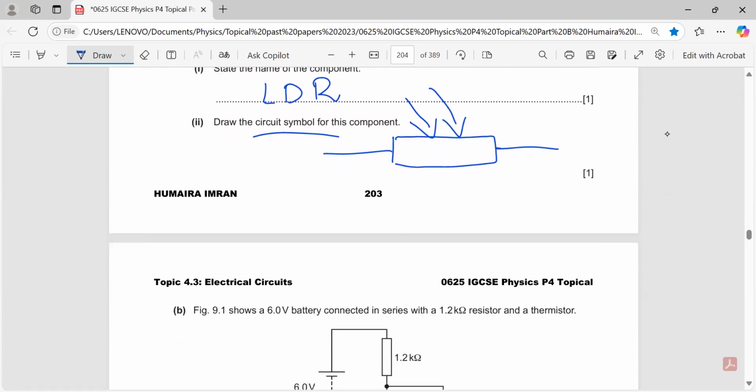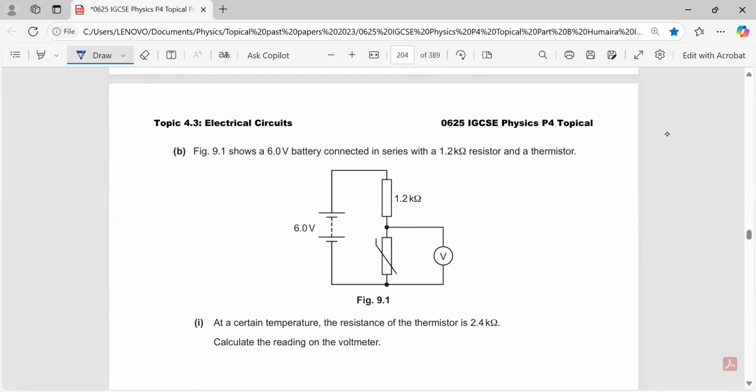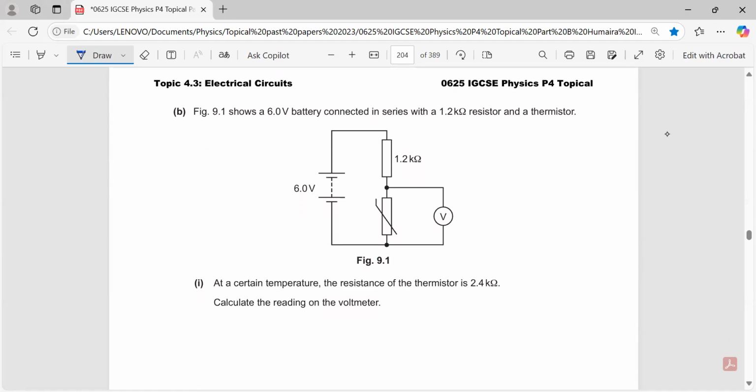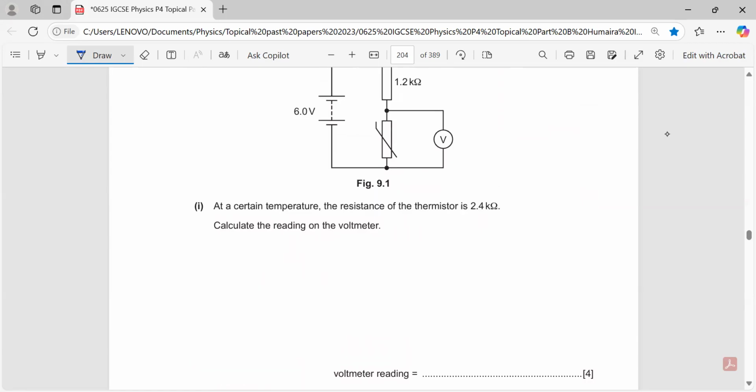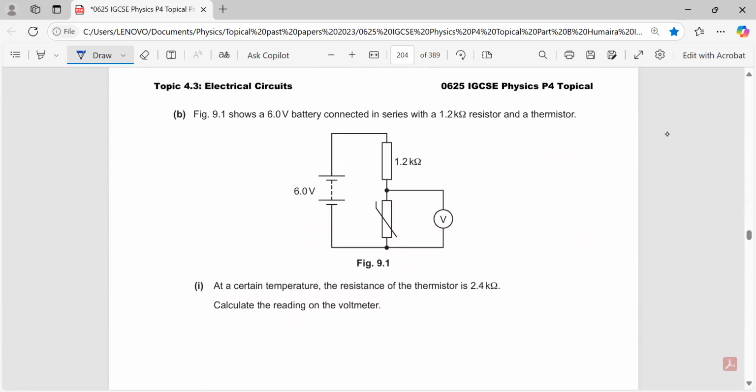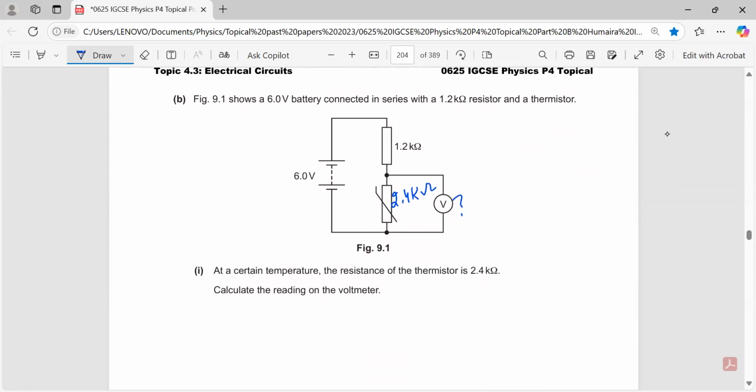This figure shows a 6-volt battery connected in series with 1.2 kilo ohm resistor and a thermistor. At a certain temperature, the resistance of the thermistor is 2.4 kilo ohms. Calculate the reading on the voltmeter. Okay, so we should calculate the reading on the voltmeter if the value of the thermistor at certain time will be 2.4 kilo. Let's suppose this is V1, here it's V2. So if we want to calculate the voltage, so it will be V1 equals to IR.